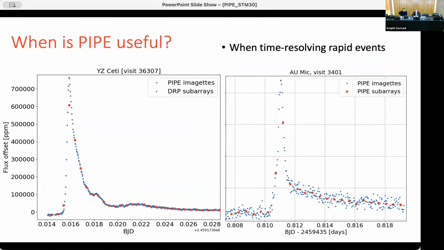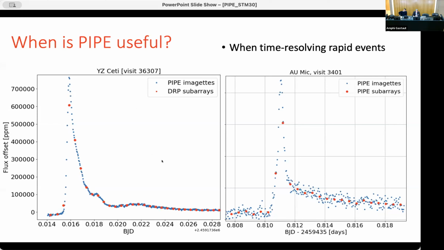And then, when is PIPE useful is a fair question. First of all, if you have imagettes, it can be useful if you want to derive photometry at a shorter cadence. For instance, if you have activity, a flare like in this case, YZ CETI, a very nice flare, because you have much shorter cadence, you can resolve the flare much better. So here in red, the red points are subarray photometry, and the blue points are the imagette photometry. So this is a useful tool in that sense.